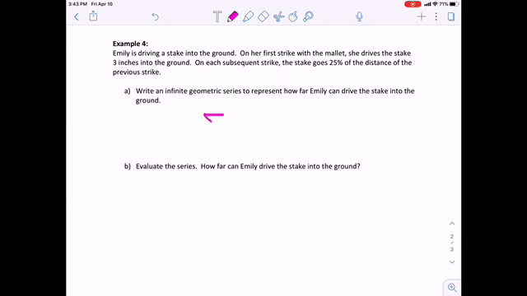So since it's an infinite series, I'm going to write my summation. We're going to start with k equals 1 and go up to infinity. Then I know that on the first strike, we went 3 inches into the ground. So my a sub 1 is 3. My common ratio r is the 25% that we go in on each subsequent strike, but I'm going to want to write that as a decimal. So remember, I can bounce the decimal over twice to get 0.25 as the decimal to the k minus 1 power. So that's going to be my infinite geometric series.